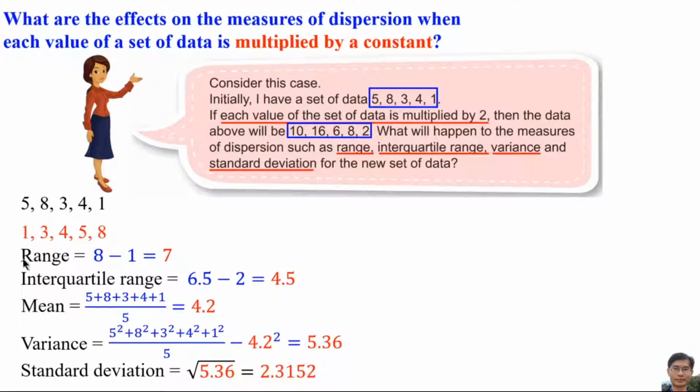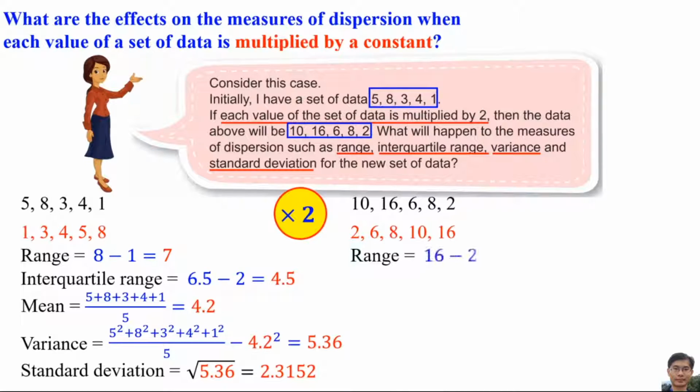For this set of data, the range, the interquartile range, mean, variance, and standard deviation are the same as previous. Then each value of the set of data is multiplied by 2. Become 10, 16, 6, 8, and 2. Then sort the data from small to big. And range equals the maximum value minus the minimum value, 16 minus 2 equals 14. Interquartile range equals the third quartile minus first quartile.